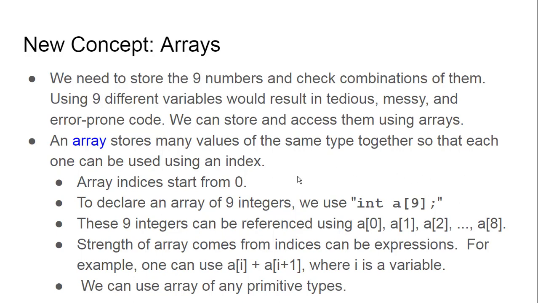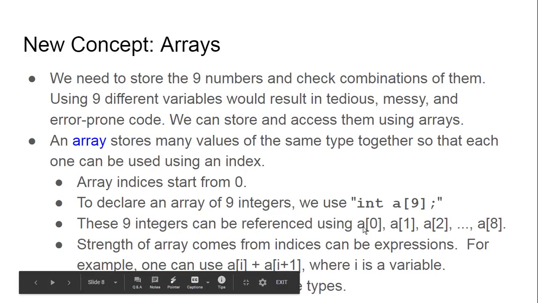And array indices start from 0. This is one thing that's very common in programming, a lot of times we start from 0 instead of starting from 1. To declare an array of 9 integers, this is the syntax. We write int, and then the name of the array variable, and then square brackets, and then the size of the array. What this tells the computer, or rather the compiler, is I want to declare an array with 9 integers. And then these 9 integers later will be accessed using A[0], A[1], up to A[8].